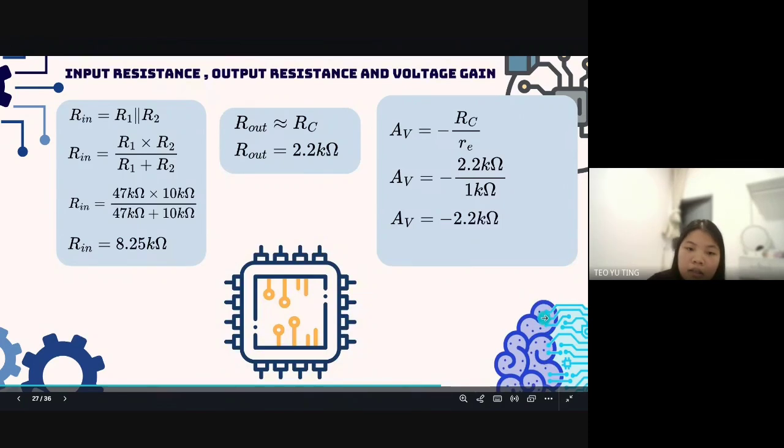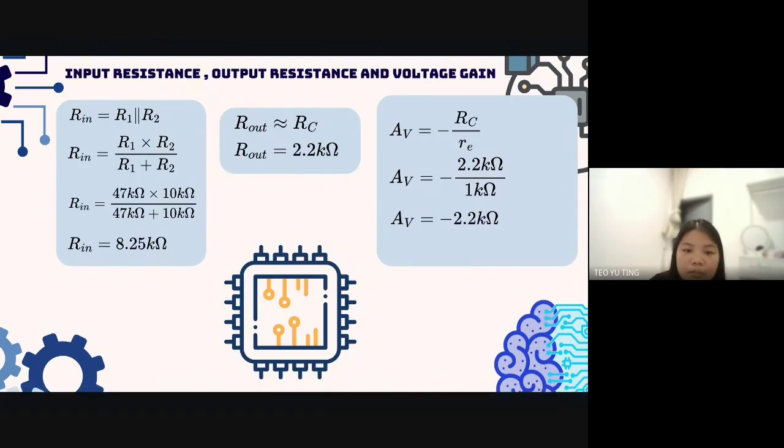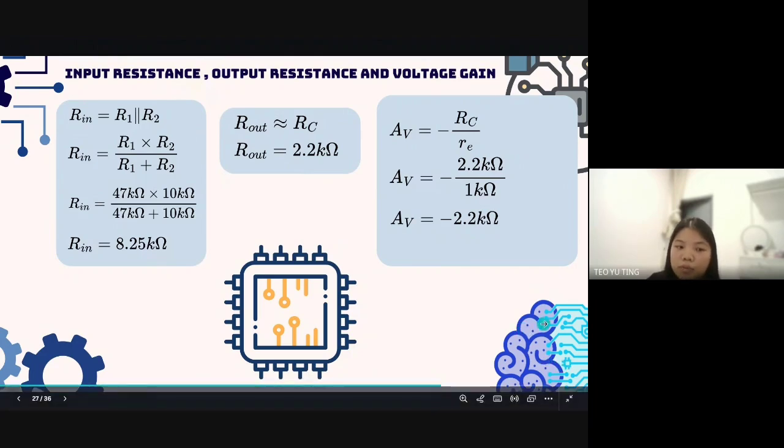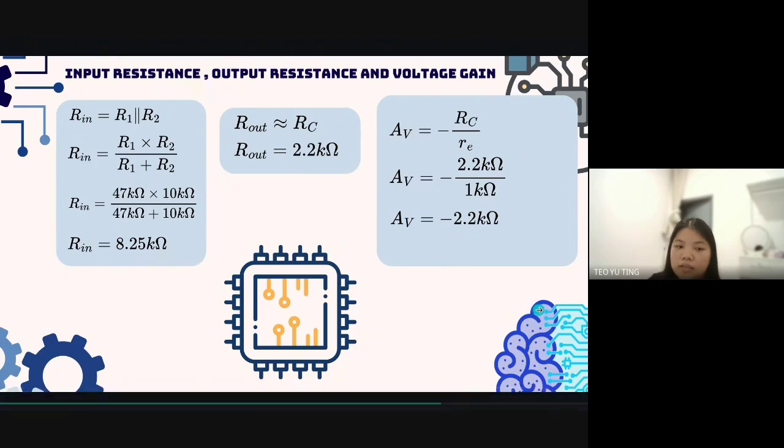Next. For input resistance, we use a parallel circuit, so we get an input resistance of 8.25 kilo ohms, and the output resistance is similar to the collector resistance, so it is 2.2 kilo ohms. For AV, the voltage gain was calculated as negative. The negative sign means the output signal is inverted, so the output has a 180-degree phase shift compared to the input.